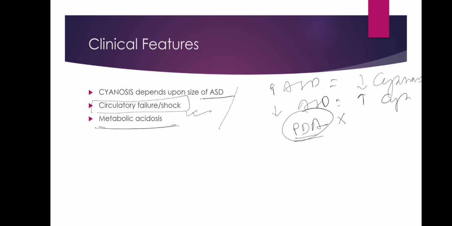So these are the clinical features of hypoplastic left heart syndrome. As there is increased blood flow from the left to the right, there is increased blood in the right ventricle and in the pulmonary artery. So it is a plethoric lung. In the X-ray, plethoric lung is seen, and echocardiography is the investigation of choice.